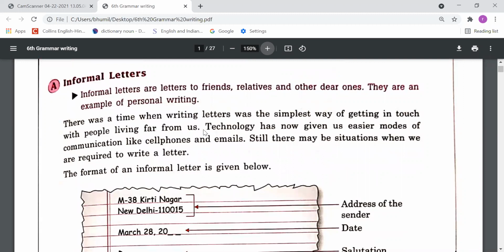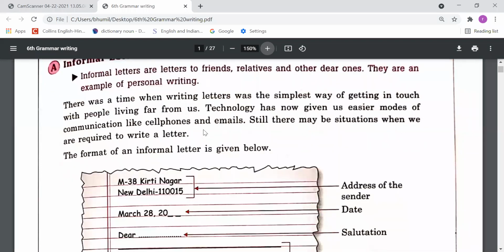So dear student, in the past we had only one simplest way, that was writing letters to talk with people who are far away from us. Now we have many options like telephones and emails. Still, sometimes there is a need to write letters. So now we are going to learn about informal letters. Basically, we write informal letters to our relatives, friends, and dear ones. If you want to write letters to them, we need to write in the format of informal letters.